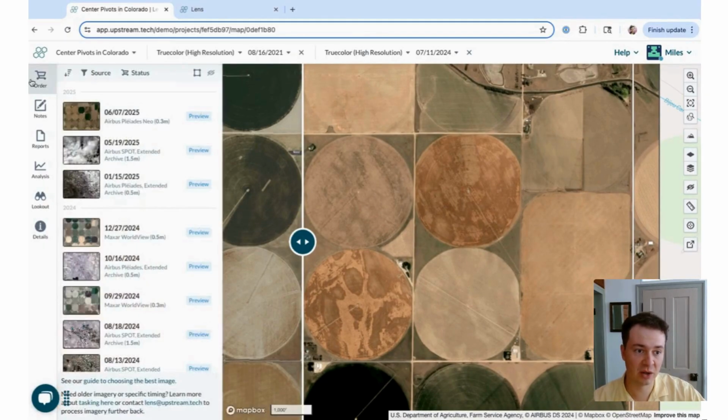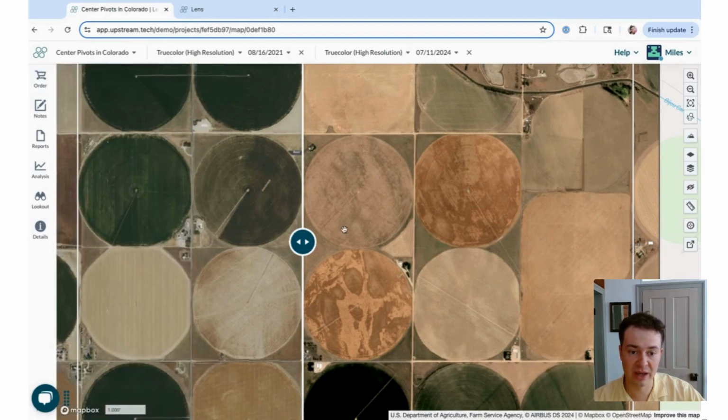And via the order pane here, we can also see recent high resolution images that are captured as recently as last month. And we can order that on a per acre basis if we'd like to take a closer look here to evaluate what sorts of crops are planted, activities that are happening at a certain point in time, etc.